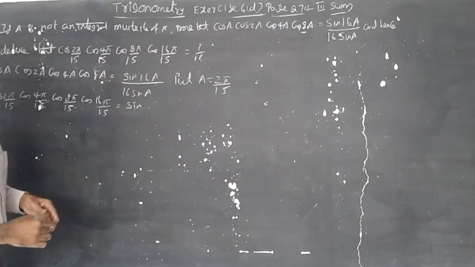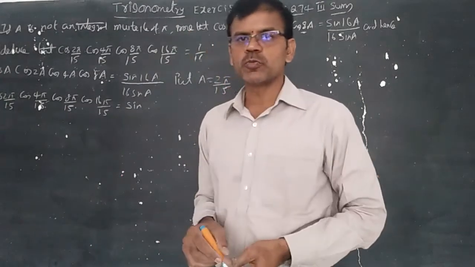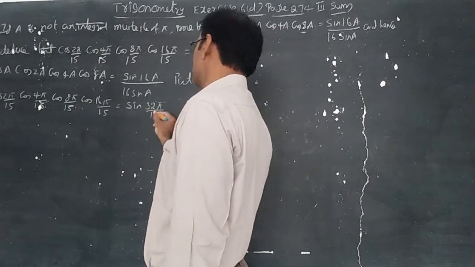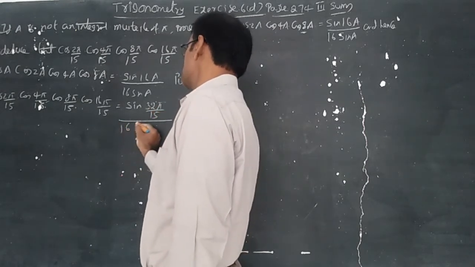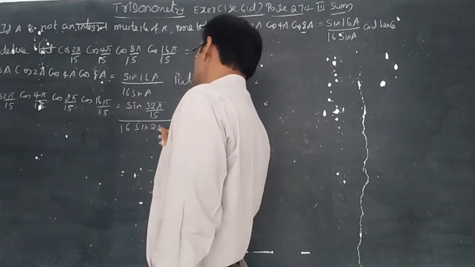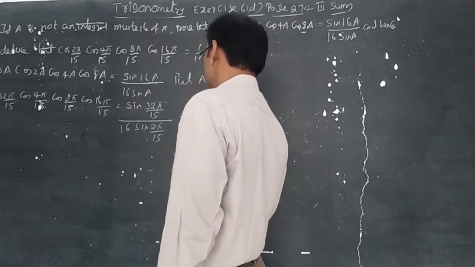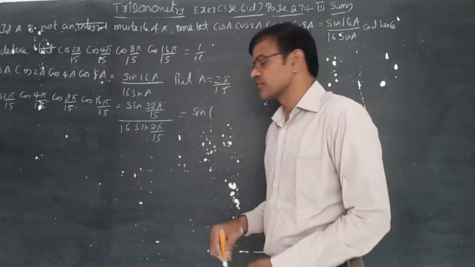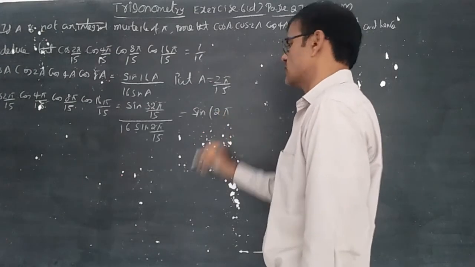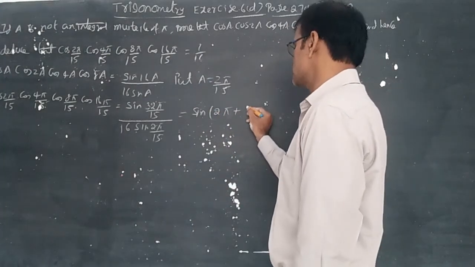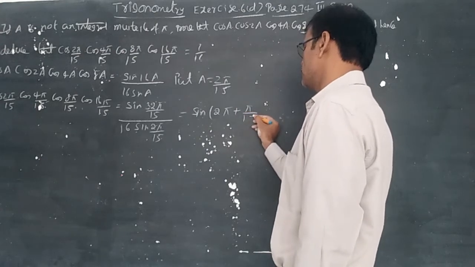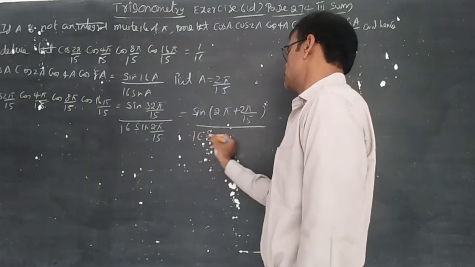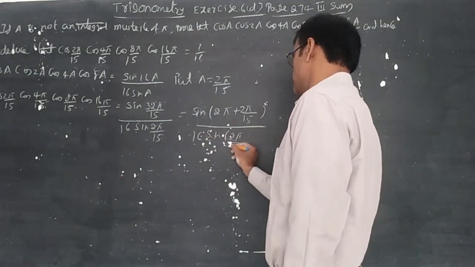is equal to sin of 16 into 2 pi by 15, that is 32 pi by 15, whole by 16 into sin 2 pi by 15. This can be understood, this is an easy conversion. Yesterday we have learned the conversions. 2 pi plus 2 pi by 15, whole by 16 into sin 2 pi by 15.